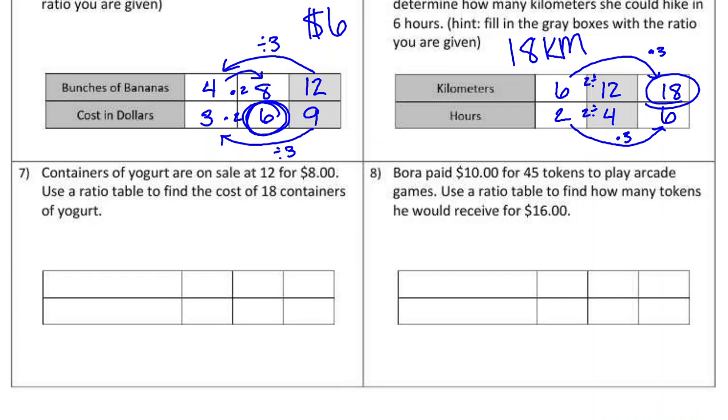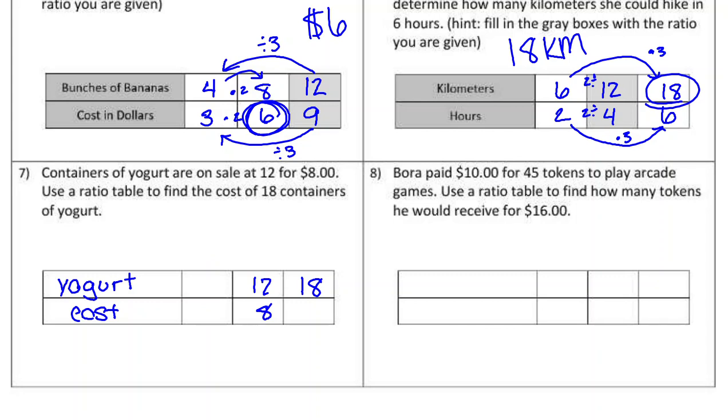Number 7, containers of yogurt are on sale for $8. Use the ratio table to find the cost of 18 containers of yogurt. So this is the yogurt, and this is the cost. And they're telling me I have yogurt on sale for 12 for $8. So I could fill it in here if I wanted to, 12 for $8. I want to get to 18 by the end of this. And if you wanted to fill this into the middle, that's not wrong. Either way, I'm not picky.